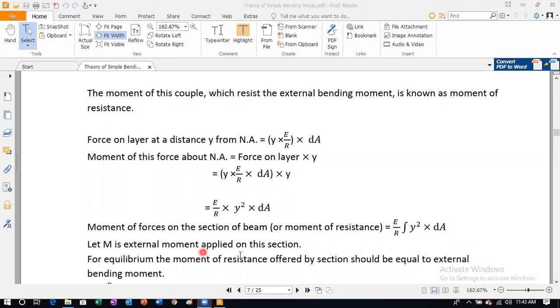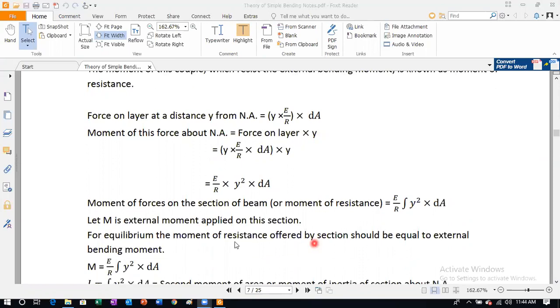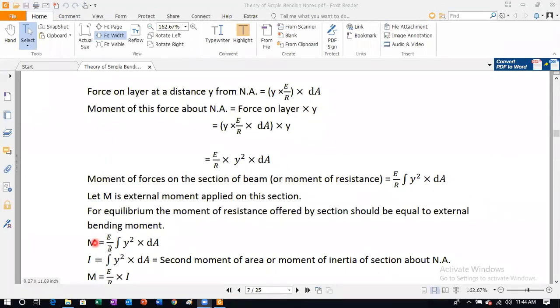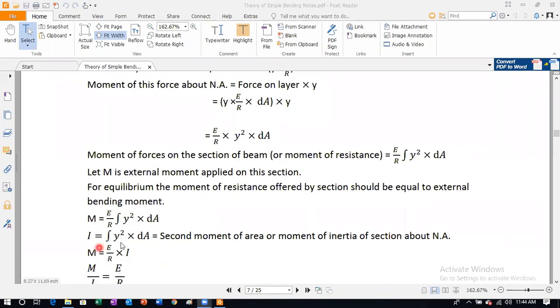Let M be the external moment applied on this section. We finally have M equal to E upon R integration of y square dA, and I is equal to the integration of y square multiplied by dA. We know that is the second moment of area. Actually, moment of inertia of an area is a misnomer; moment of inertia is of a 3D body only. But for now, we will call it the second moment of area. That is M equal to E upon R multiplied by I.